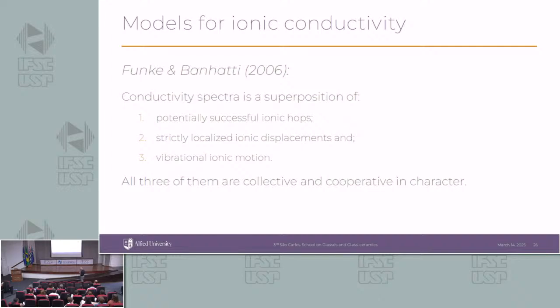What is interesting about this one is that the superposition depends on the successful ionic hops. So when something jumps, whether it's successful or not, it's going to be the jump frequency once again, along with the strictly localized ions and vibrational motion. So it starts looking at different concepts at the same time, right? It has the successful ion hops and the vibration. So it's thinking once again about how fast something can move around, and also the strictly localized ion displacements. So the actual jump or the mobility.